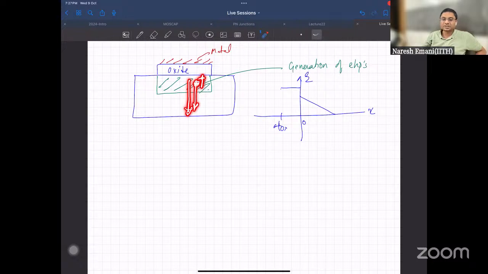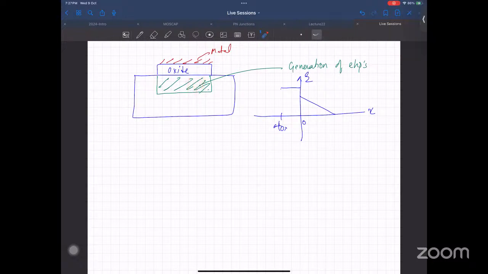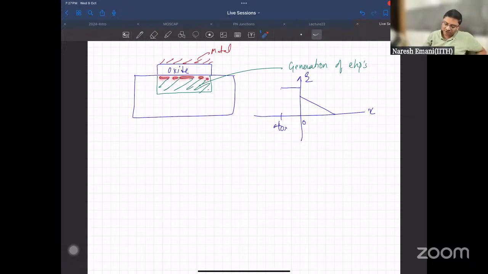And this generation is a source of the inversion charges. So that's how you have the inversion charge. And that's why it takes time. You also need to have a certain width of depletion region before you can generate sufficient electron hole pairs and sufficient inversion charges.